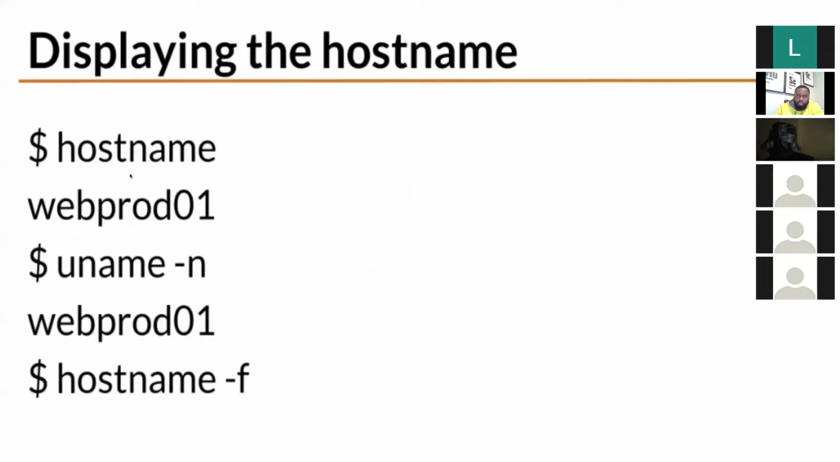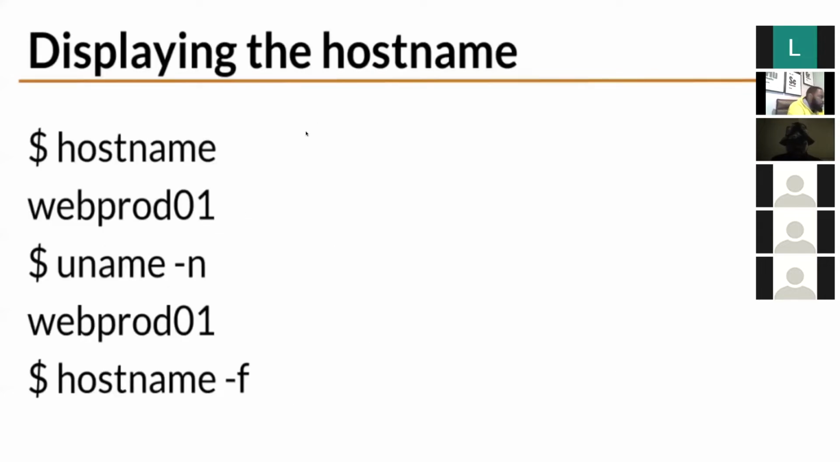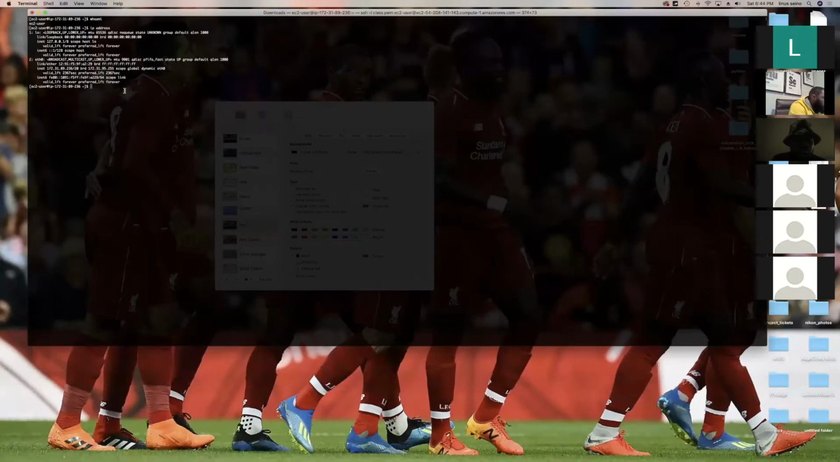If you type hostname in your machine, you should see your host name. There are many commands. For the host name, you could type uname -n or you can even type hostname -f. So I'm going to type just hostname. You see what my host name is? You type hostname and you see the host name.